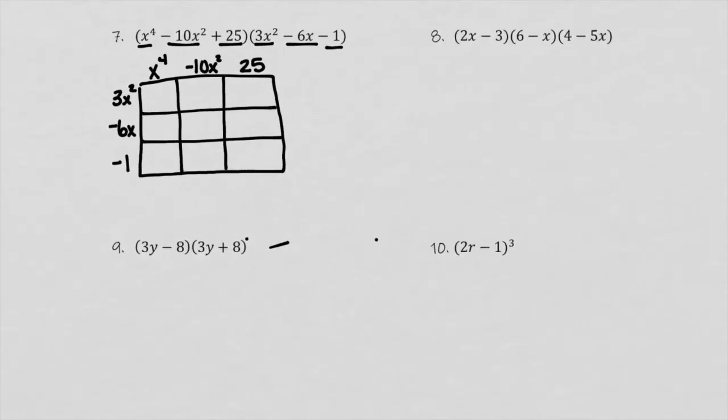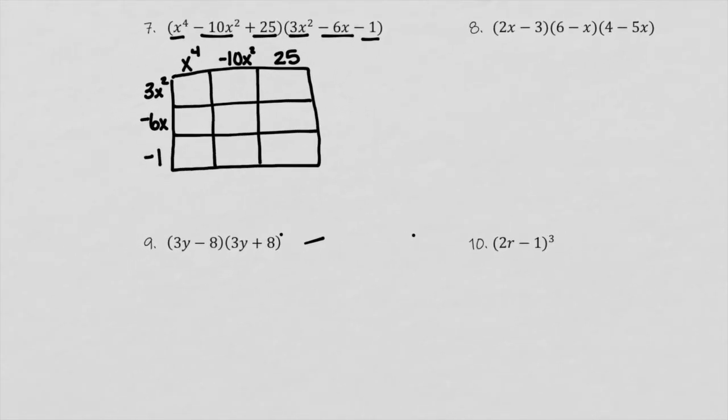So to fill out the first row, I'm going to take 3x squared and multiply it by the trinomial that's across the top. So 3x squared times x to the 4th is 3x to the 6th. 3x squared times a negative 10x squared is negative 30x to the 4th. Remember, we're adding powers when we multiply them. 3x squared times 25 is 75x squared.